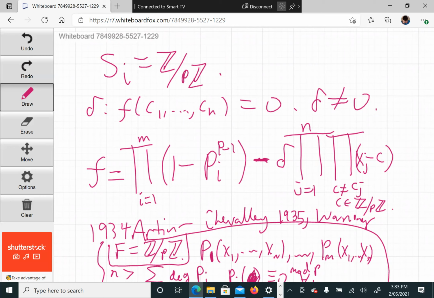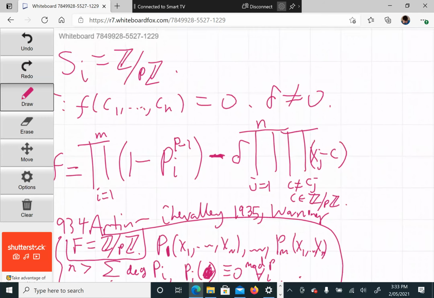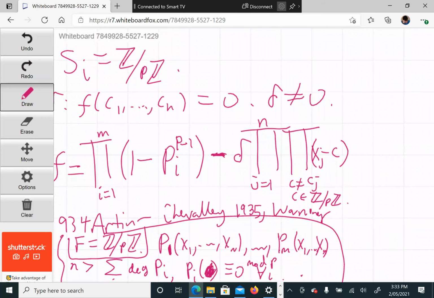So what's the degree of F actually? Degree of F is. Oh wait, didn't we find it before? We can kind of figure it out, right? We found it before. I think the condition helps. So what's the degree of?